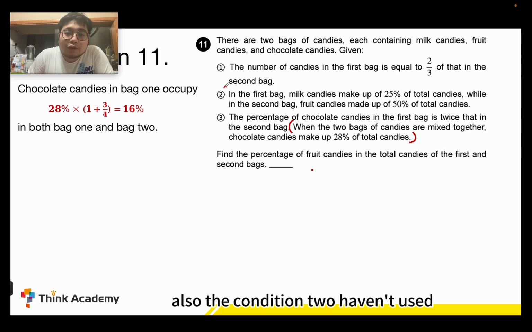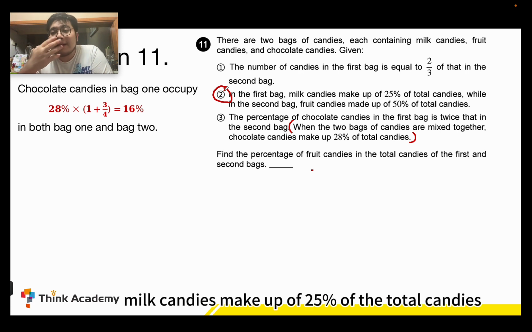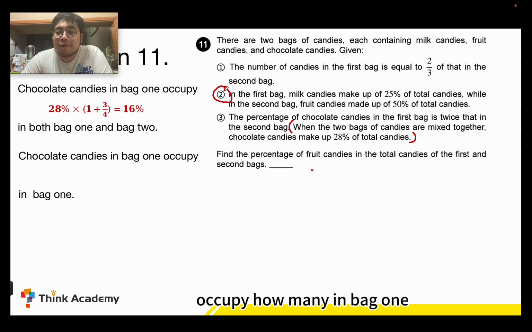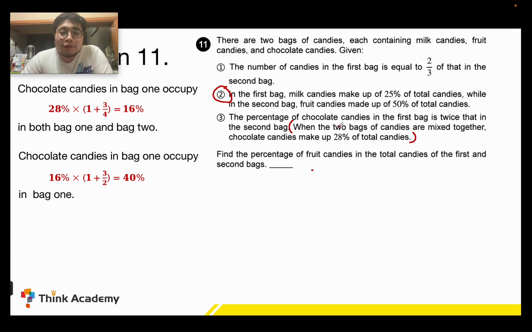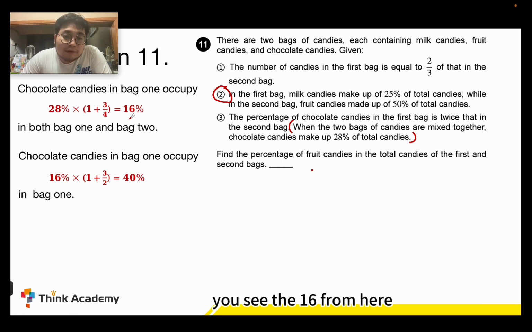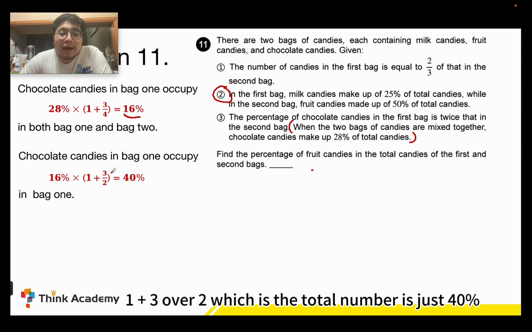Also, the condition 2 we haven't used. In the first bag, milk candies make up 25% of the total candies. While in the second bag, fruit candies make up 50% of the total candies. So we can write down chocolate candies in bag 1 occupy how many in bag 1? Here you see, just 16% times 1 plus 3/2 equals 40%. So we have already calculated the chocolate percentage in bag 1. This 16 from here times 1 plus 3/2, which is the total number, is just 40%.